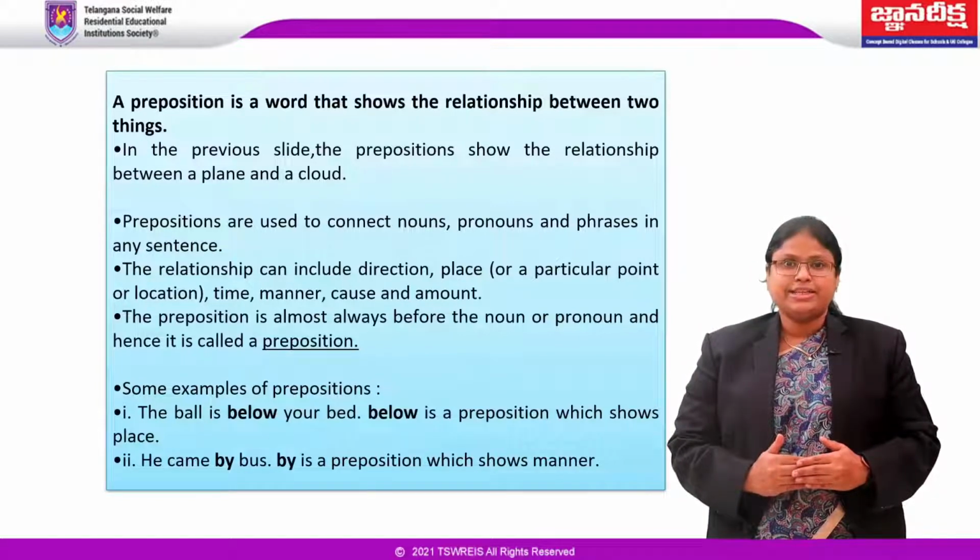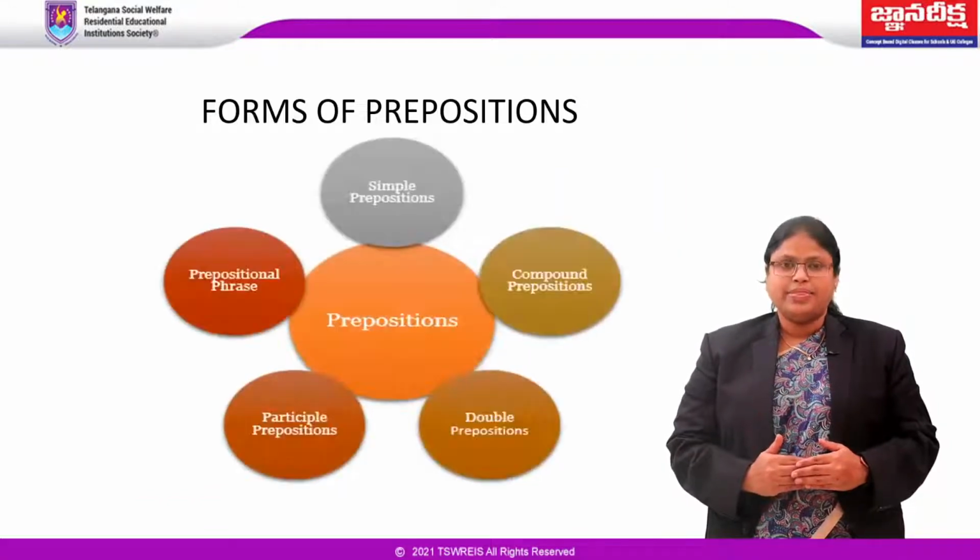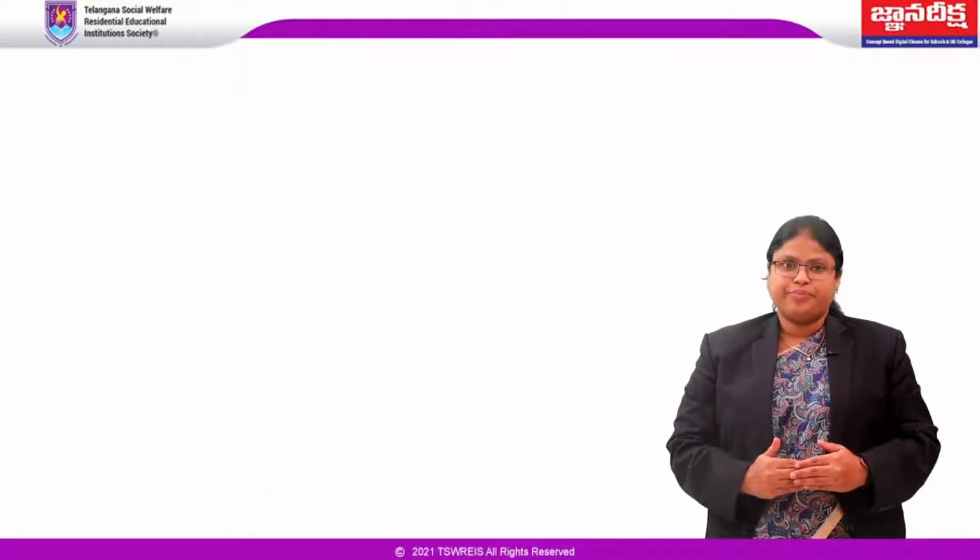Now, let us see the different forms of prepositions. There are 5 forms of prepositions. They are simple prepositions, compound prepositions, double prepositions, participle prepositions, and then prepositional phrases. Now, let us look at each of them.